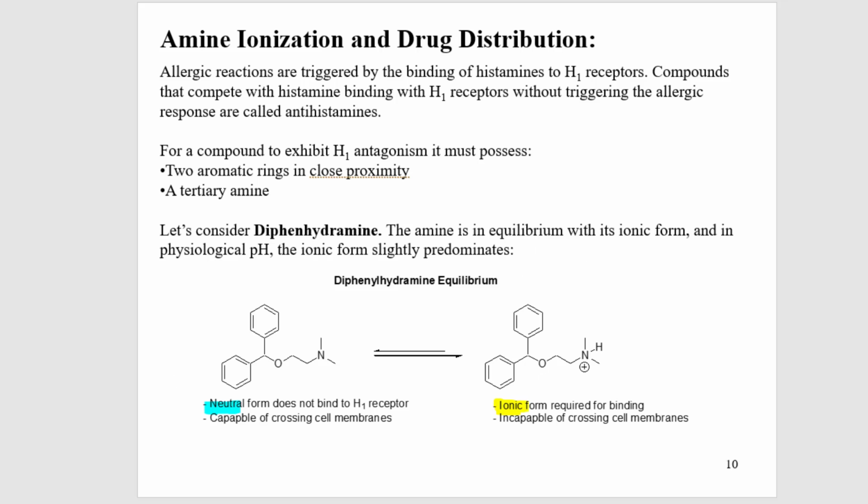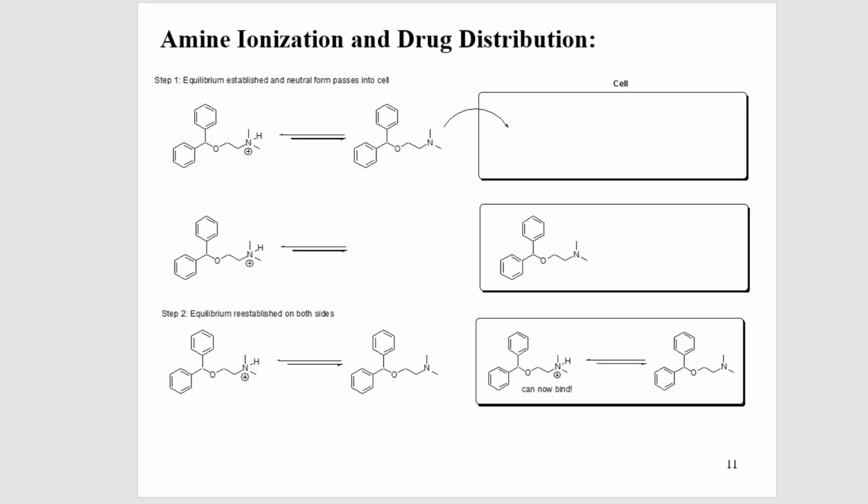But here's the key. We need to get into and across a cell membrane, right? So here's the equilibrium I just showed you, where the ionic system slightly predominates. But in order to get into the cell, it can't be ionic. The polarity of the ionic system keeps it from penetrating through the cell membrane. And so only when it's in its neutral form does it pass through the cell.